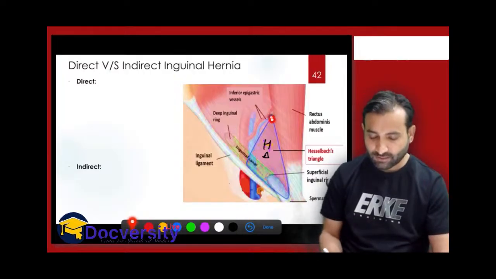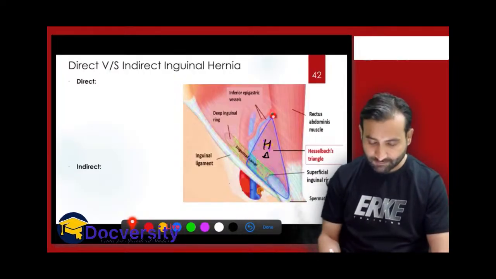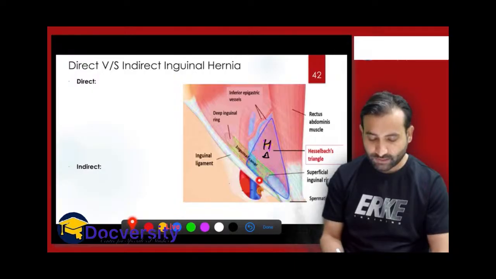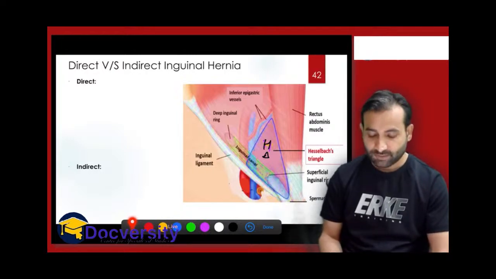So the Hesselbach triangle is bounded by, this is a question in the exam, medially the lateral border of the rectus abdominis muscle. You have laterally the inferior epigastric vessel, and inferiorly you have the inguinal ligament, right? So this is the inguinal ligament inferiorly. Laterally you have the inferior epigastric vessel, and medially you have the lateral border of the rectus abdominis muscle.